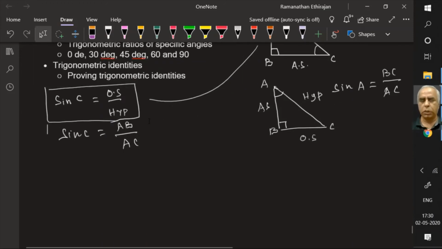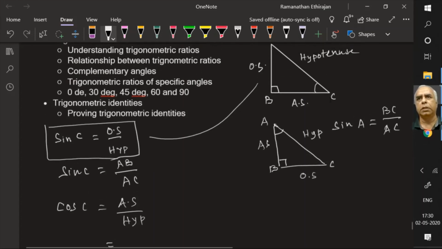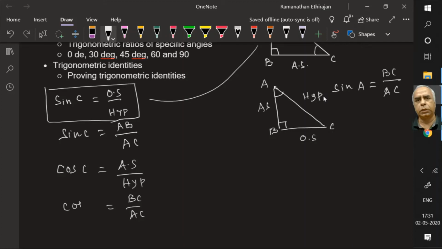So cos C is nothing but adjacent side divided by hypotenuse. Now, which is the adjacent side here? As far as C is concerned, the adjacent side is here, BC. So BC by AC. So this is cos C.